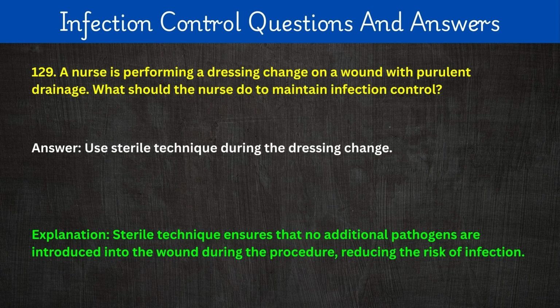129. A nurse is performing a dressing change on a wound with purulent drainage. What should the nurse do to maintain infection control? Answer: use sterile technique during the dressing change. Explanation: sterile technique ensures that no additional pathogens are introduced into the wound during the procedure, reducing the risk of infection.